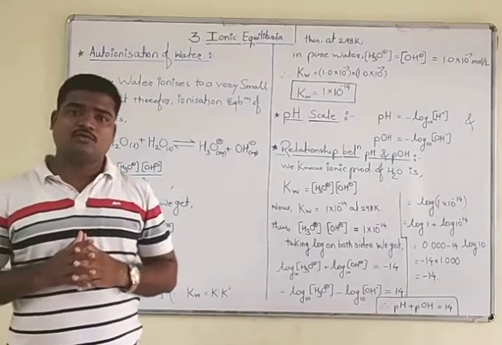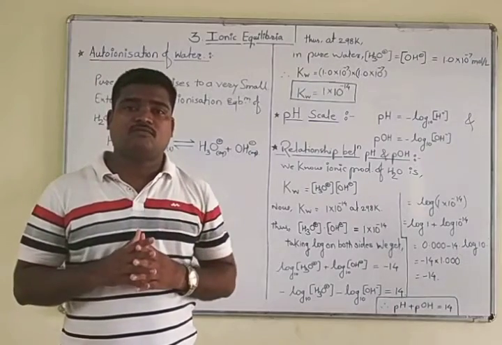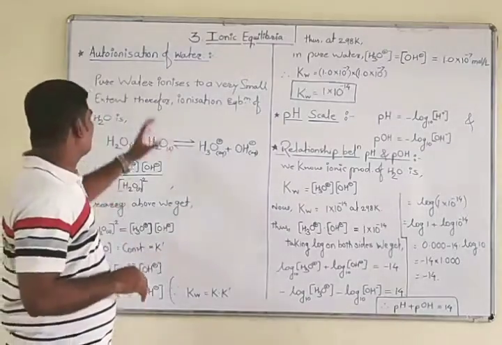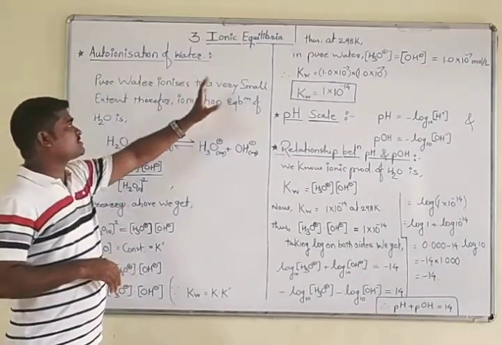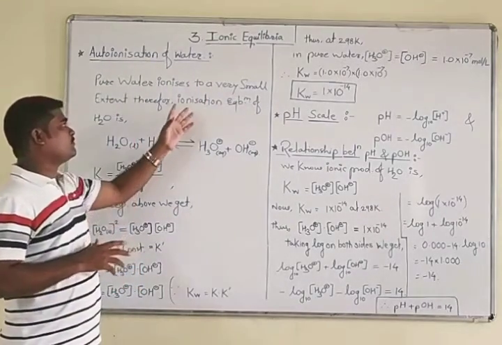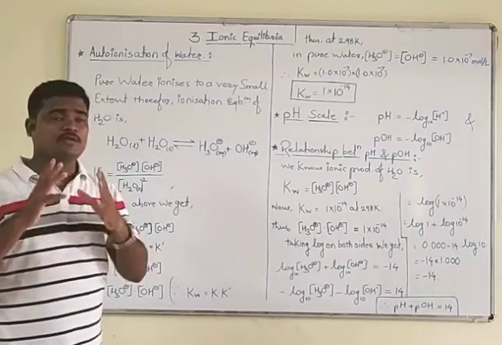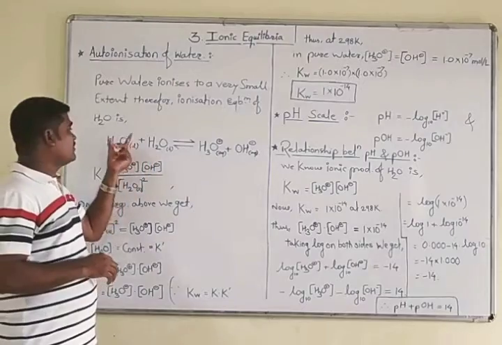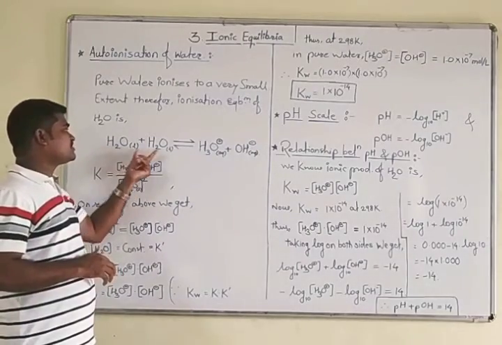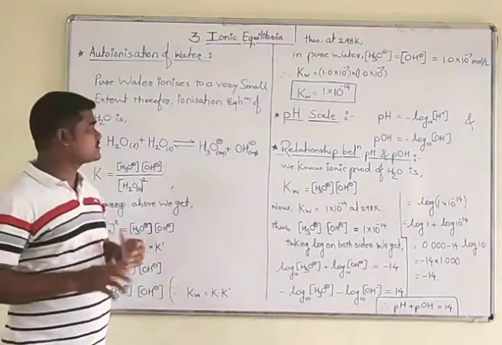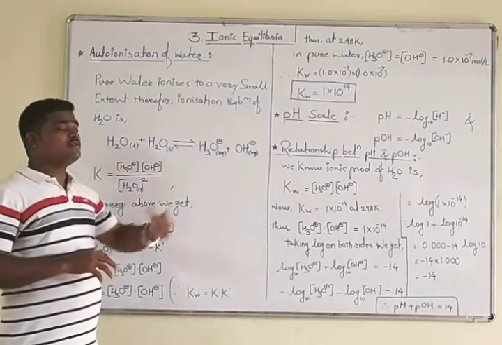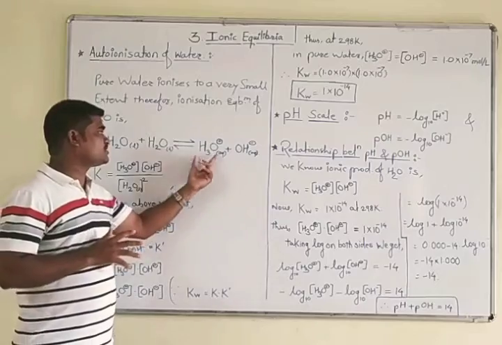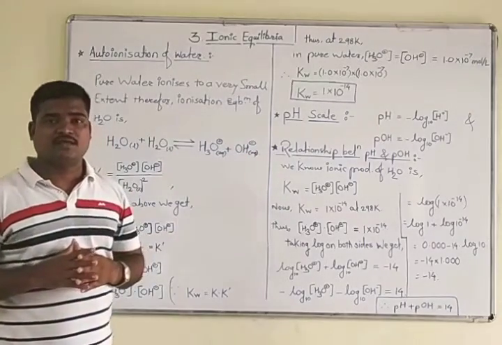Now you already know that ionization of H2O molecule takes place, that is, pure water ionizes to a very small extent. Therefore, the ionization equilibrium we can write for H2O is like this: H2O molecules, I have considered two water molecules, and when it is in bulk form, hydronium ion is formed, that is H3O+ and OH- ion.